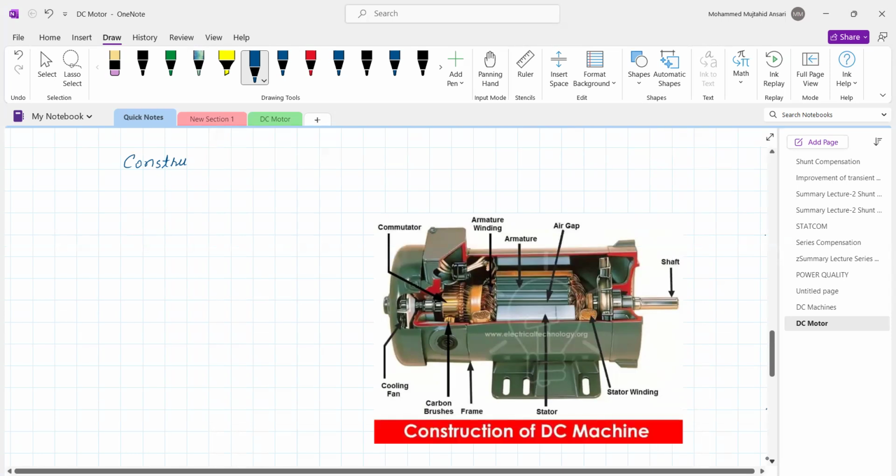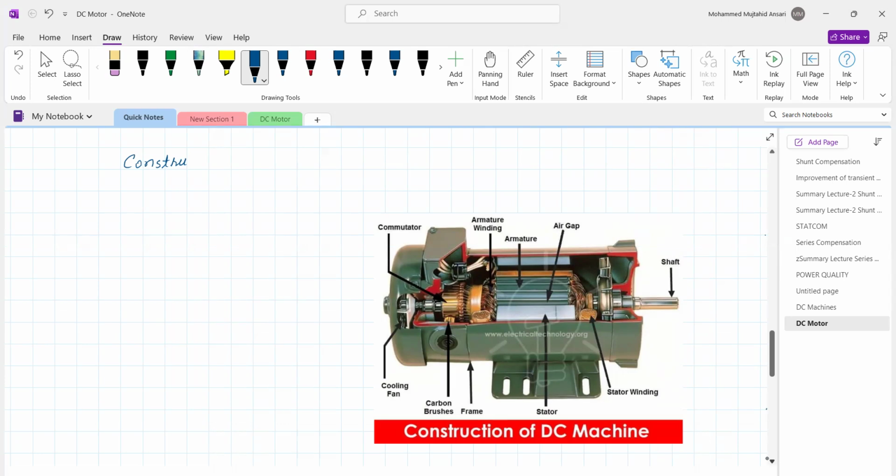Over the commutator segment are the brushes. This is the frame, which may be called a yoke, and it serves two purposes. It encloses the rotating and stationary parts, and it also carries the magnetic flux. The armature winding is the winding which induces EMF, and in the case of the DC motor it is placed over the rotor. This is the armature winding.